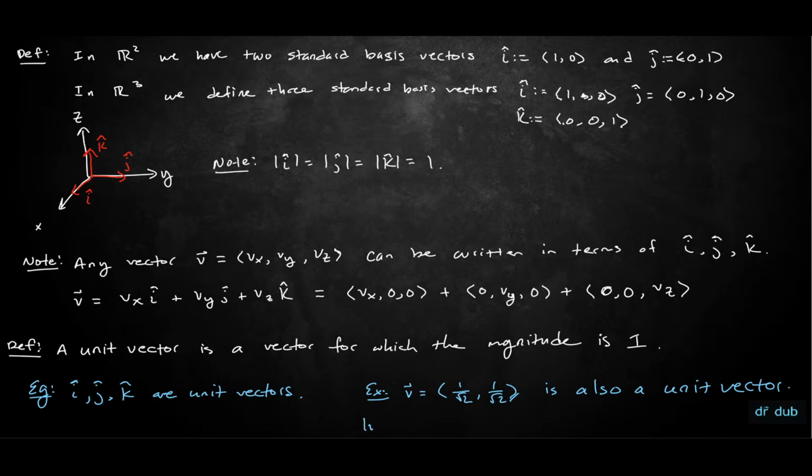Because you can take the magnitude of v, which is the square root of 1 over square root of 2 squared plus 1 over square root of 2 squared. You get square root of 1/2 plus 1/2, which is square root of 1, which is 1. So that is another vector that is a unit vector.